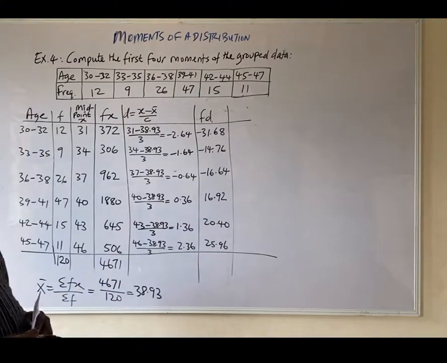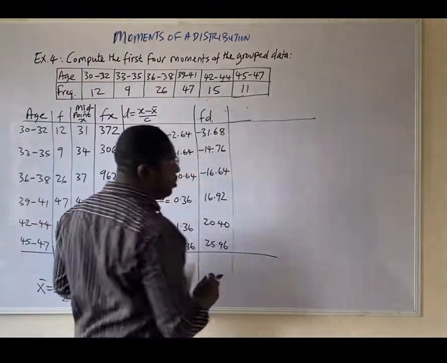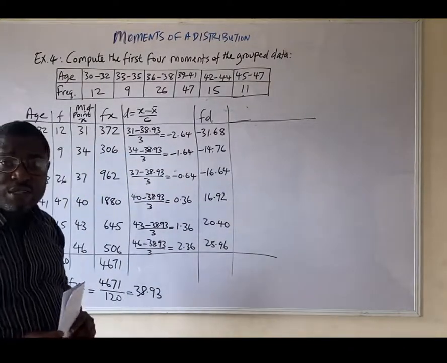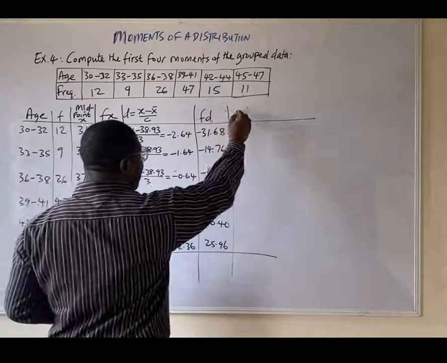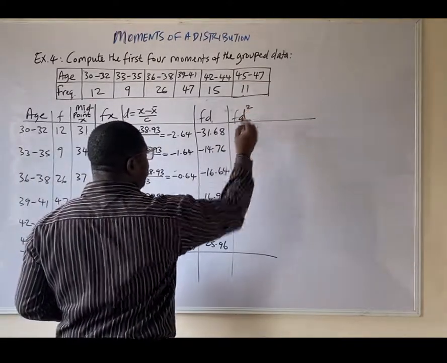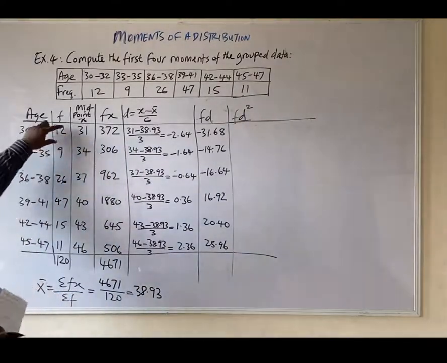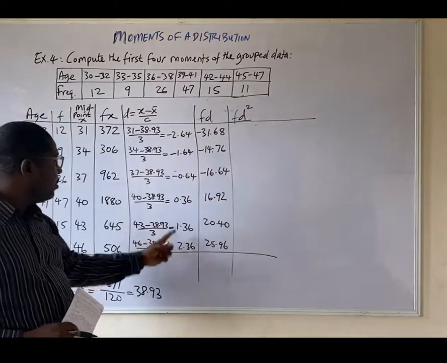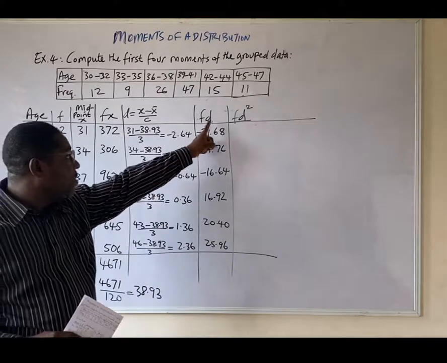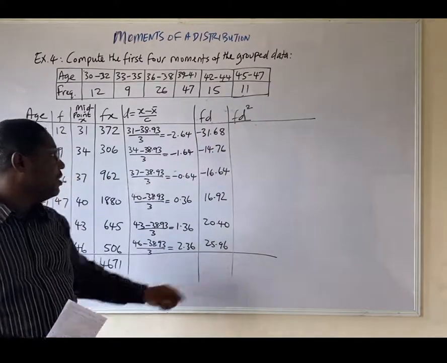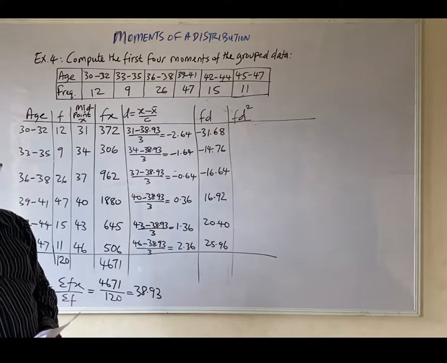We've got that. The next thing we'll do is to find the second degree of deviation. The second degree of deviation is what? Fd raised to power 2. And how do we get Fd raised to power 2? That will be the values of D multiplied by the values of Fd. So can you do that quickly on your own? Follow me as I fill up the gaps.